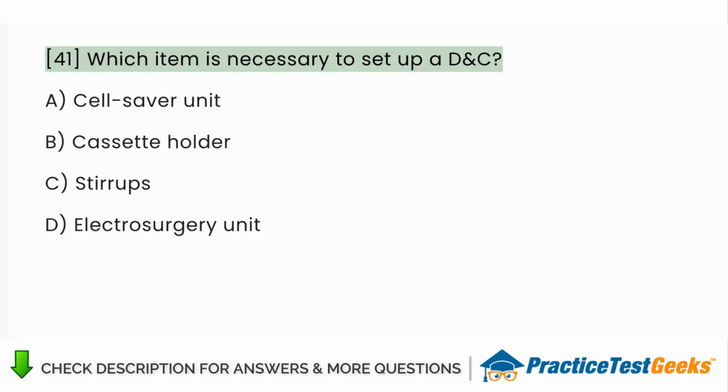Which item is necessary to set up a DAN-C? A. Cell saver unit. B. Cassette holder. C. Stirrups. D. Electrosurgery unit.